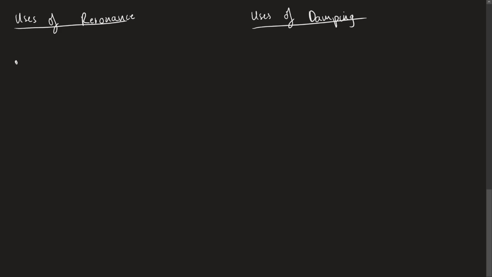Now, we've already said 2 examples. So one use of resonance could be a swing. We ideally want a swing to be pushed at its resonant frequency so we can get a high enough amplitude. And we said damping we can use for suspension in a car. Some other uses of resonance.